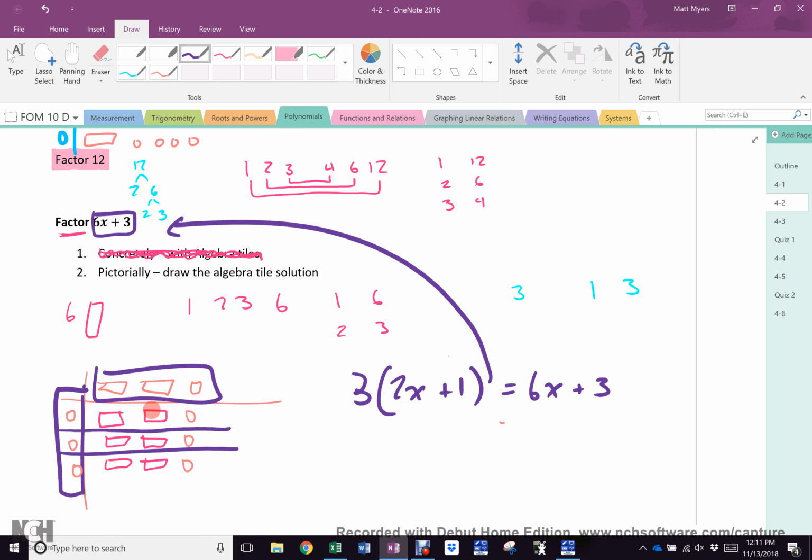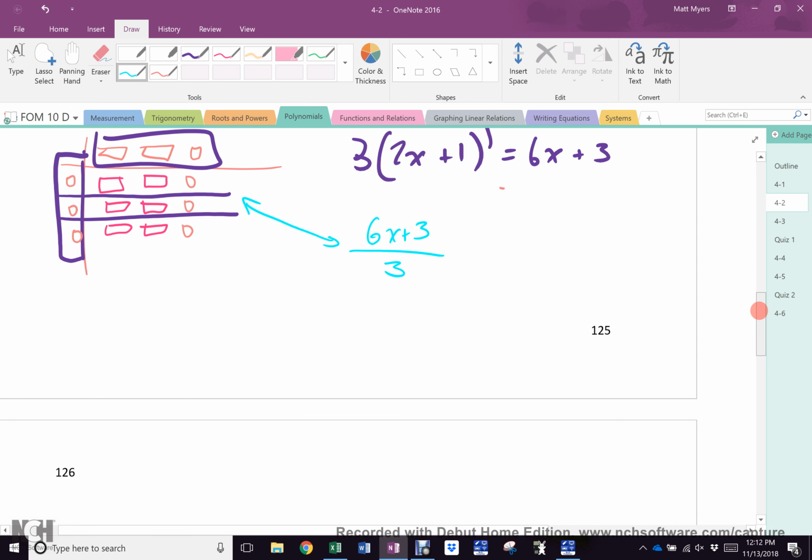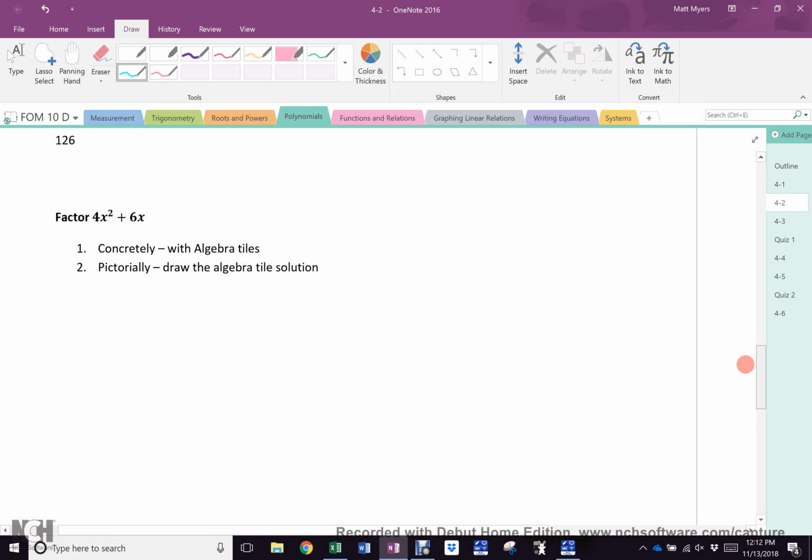Do I need this step? Or can I just do 6x plus 3 divided by 3? Isn't this the exact same as this? It is, isn't it? Keep that in your head. We're coming back to it. Turn the page over.